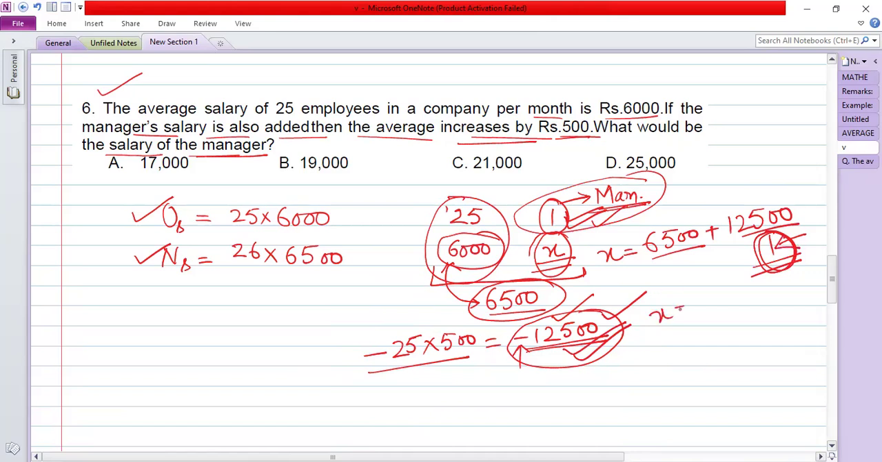So what will be X here? One can very well see that X will come out to be 19,000, because 5, 5, 10. So 19,000 will be the answer. There are many other ways. Whatever way one is comfortable with, he can follow that.